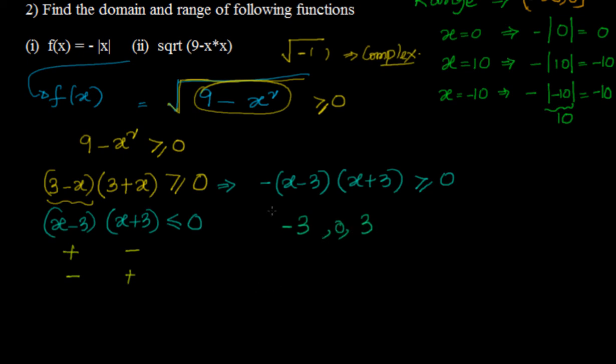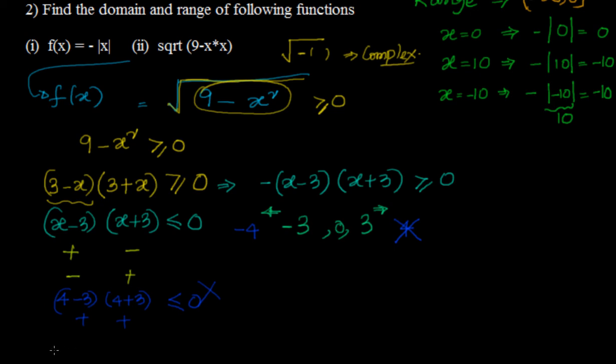Okay. Now let us check on the left side and the right side of the boundaries. I'll check for minus 4, and I will check for 4. What happens if x equals 4? It will become (4 minus 3) into (4 plus 3). So I can see that both are positive now. Positive can never be less than or equal to 0. So 4 is cut off. It's not part of the range.